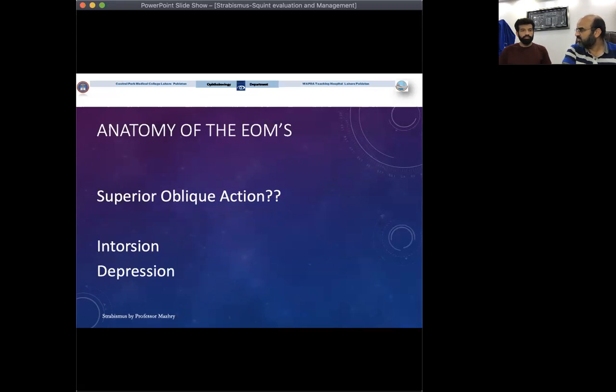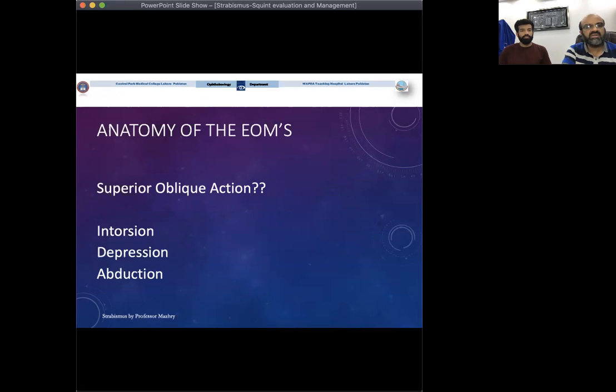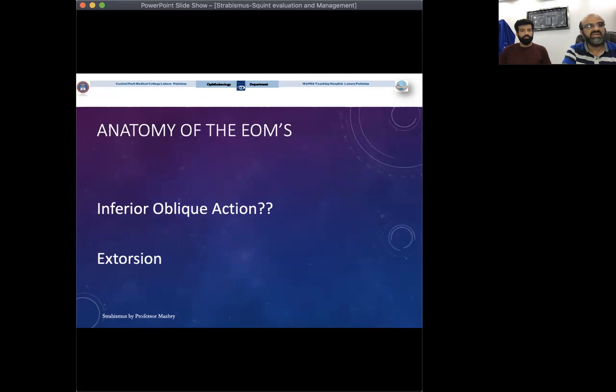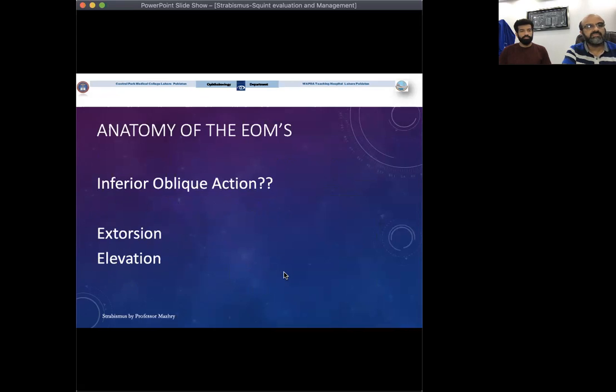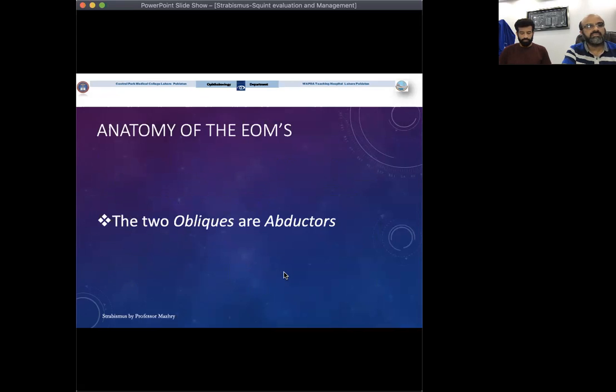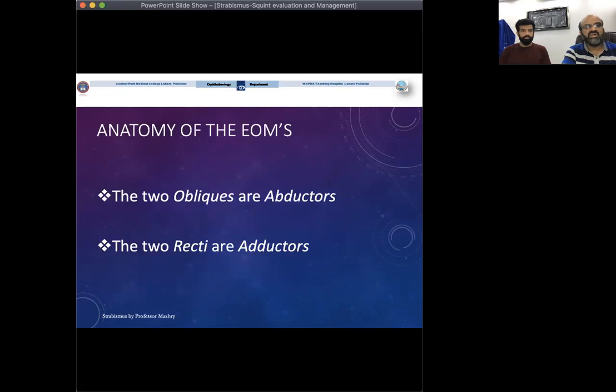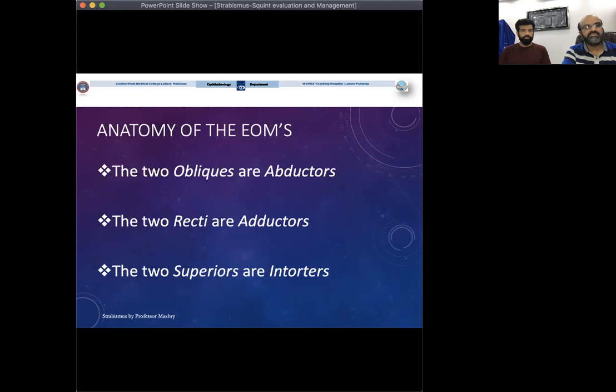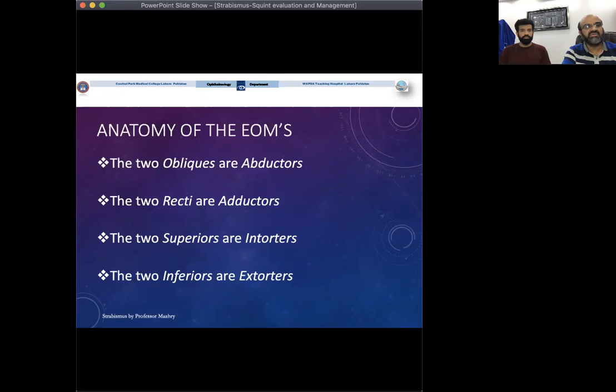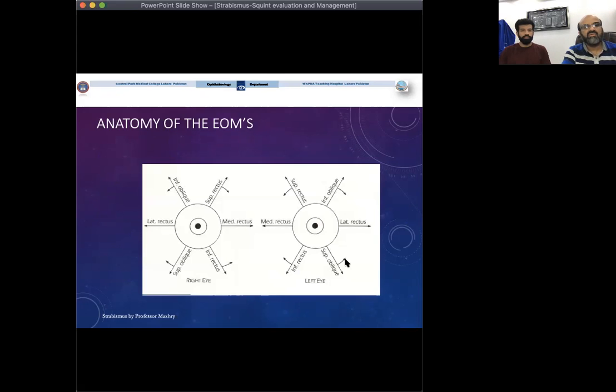If we just remember their primary actions and then remember these few lines: obliques abduct, recti adduct, superiors intort, inferiors extort, then you can remember the secondary action as well. The two obliques are abductors. The two recti are adductors. The two superiors are intorters, and the two inferiors are extorters.